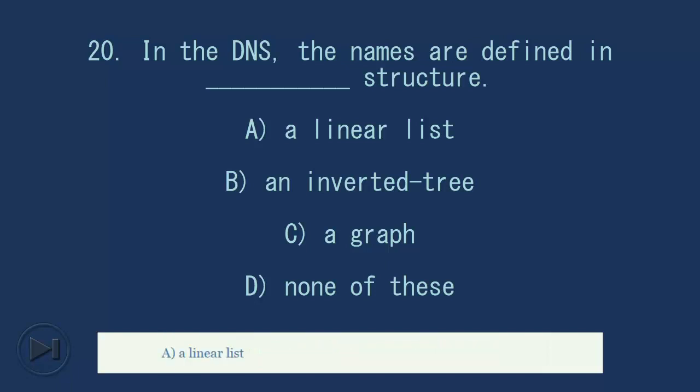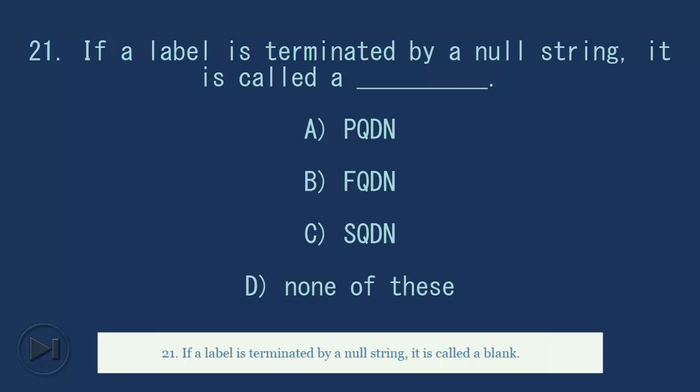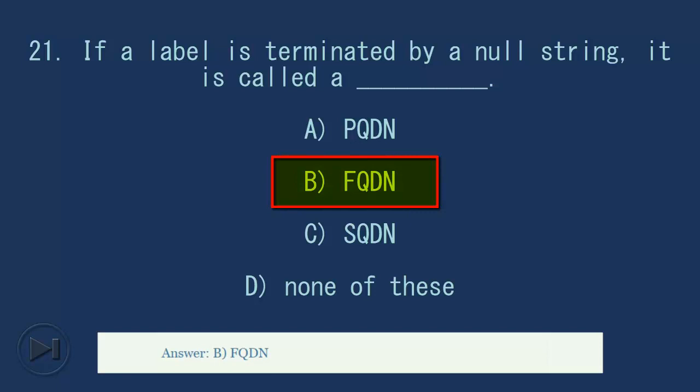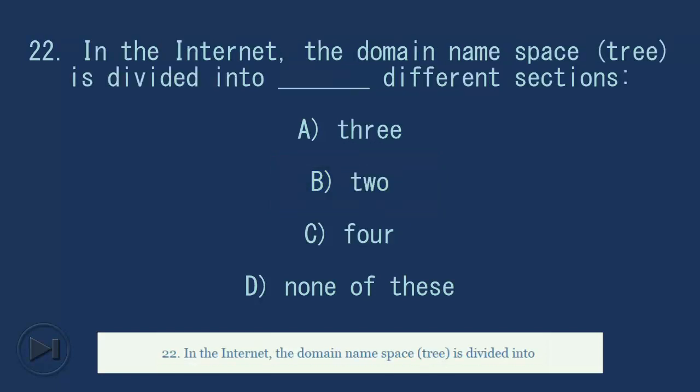20. In the DNS, the names are defined in blank structure. A. A linear list. B. An inverted tree. C. A graph. D. None of these. Answer, B. An inverted tree. 21. If a label is terminated by a null string, it is called a blank. A. PQDN. B. FQDN. C. SQDN. D. None of these. Answer, B. FQDN.